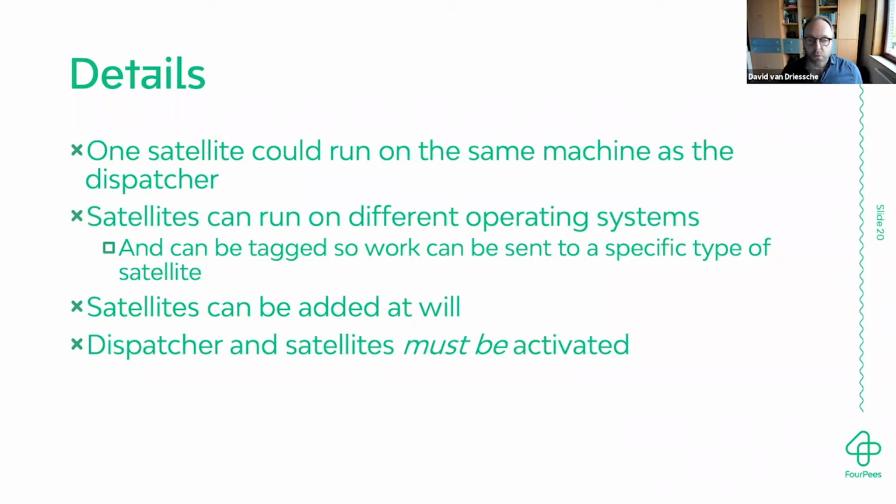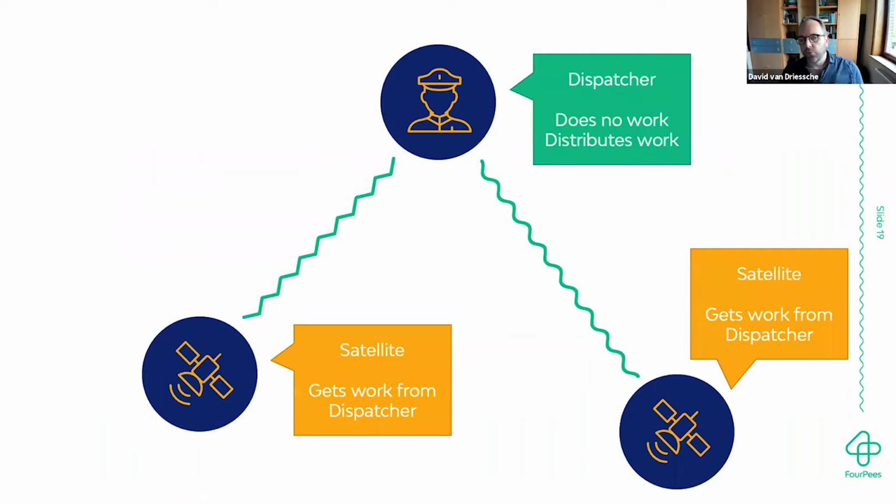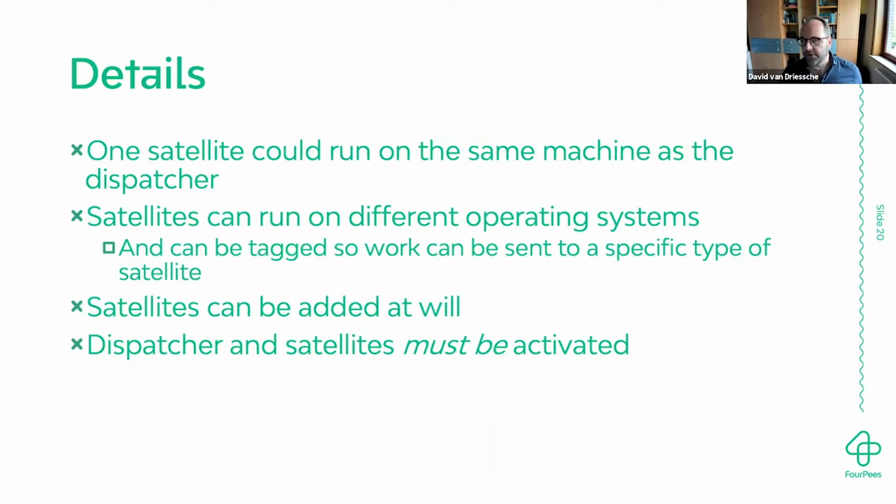Of course, you could run one satellite in this setup. You could run one satellite on the same machine as the dispatcher. The dispatcher isn't doing any work, so it's not going to have a very high burden on the machine. And that means that you can run a satellite on the same machine as the dispatcher if you want to. Maybe also interesting, satellites can run on different operating systems. Again, the satellite is just pdfToolbox server or CLI, but then activated with a dispatcher license, which is actually the same as a normal license.